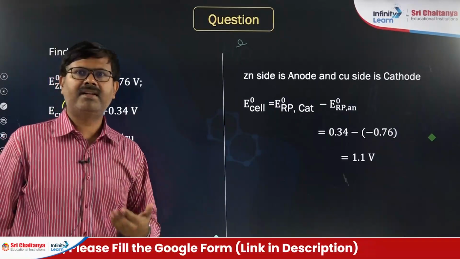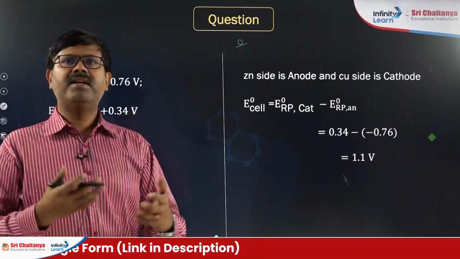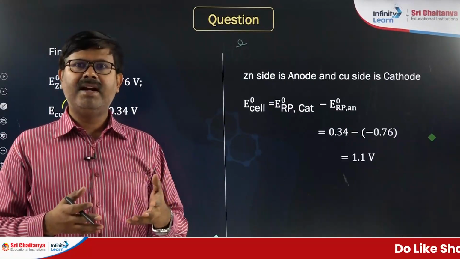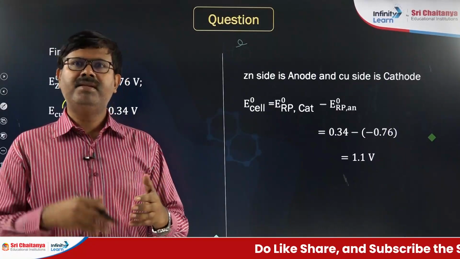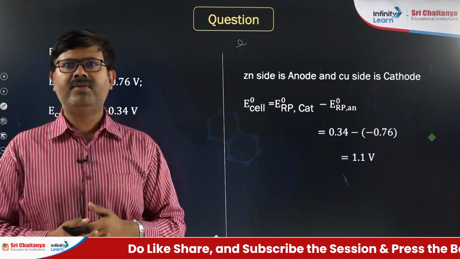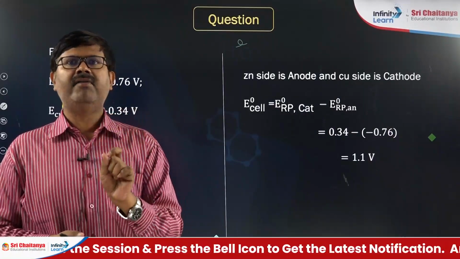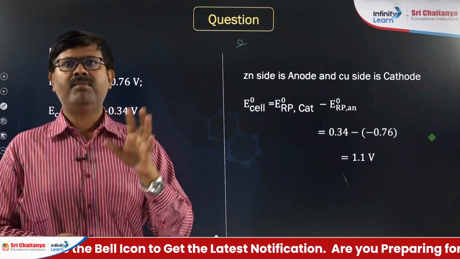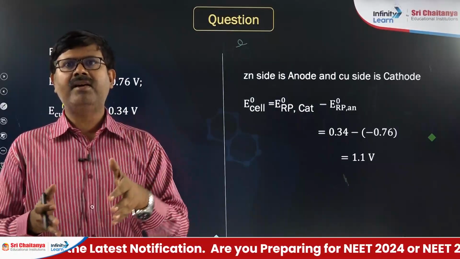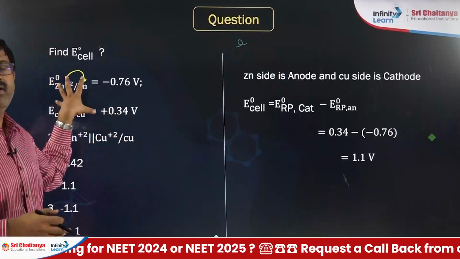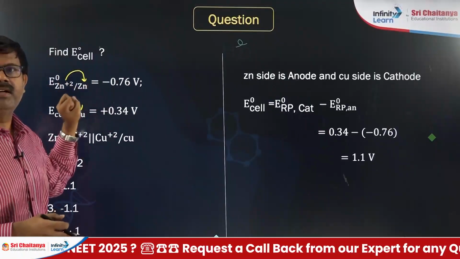Sometimes students get confused: sir, for both cases they have given reduction values only, that means they are saying copper is also reducing, zinc is also reducing. No, don't decide from the data. This is the given data. Wherever it is helpful, use that data, but don't judge the actual scenario using this given data. These are the reduction potentials. They are not saying zinc is undergoing reduction, copper is undergoing reduction.